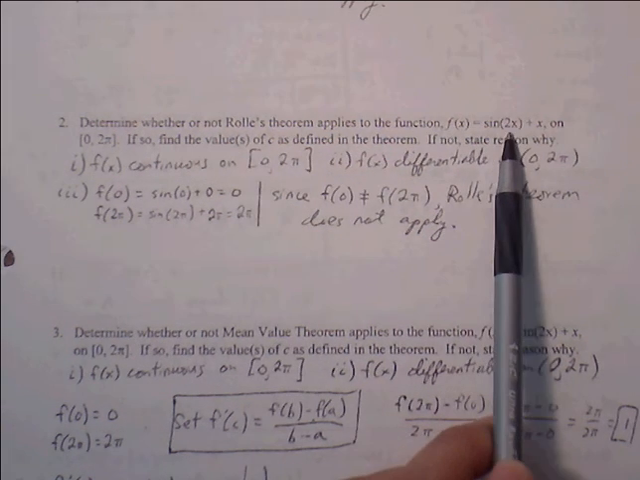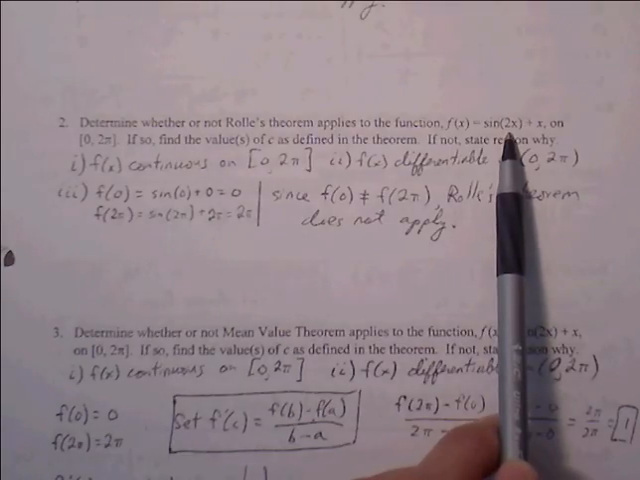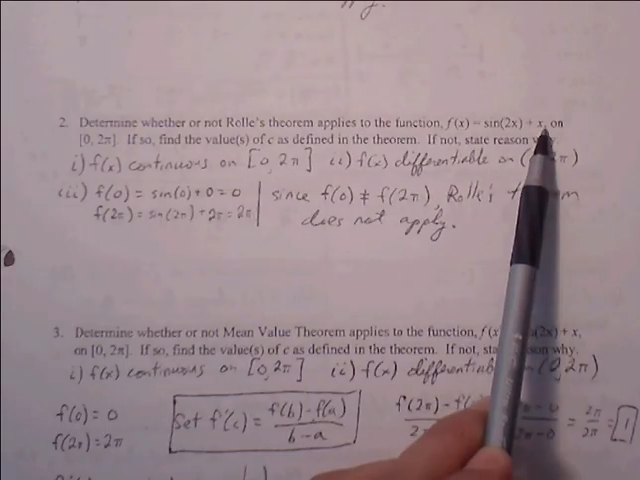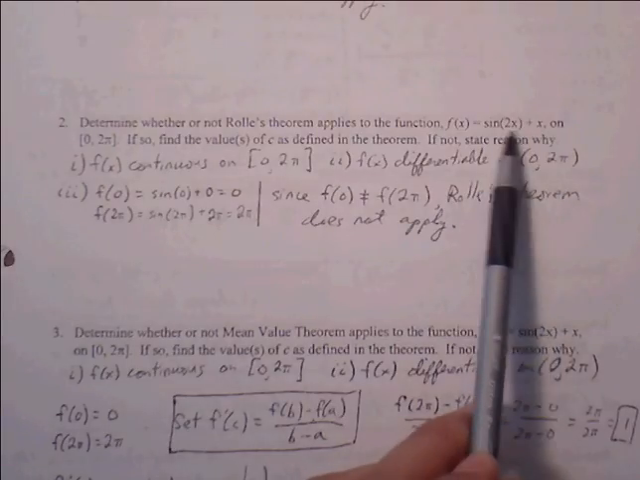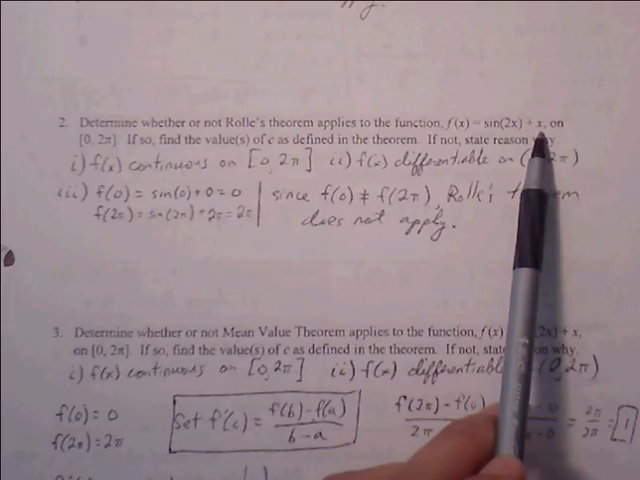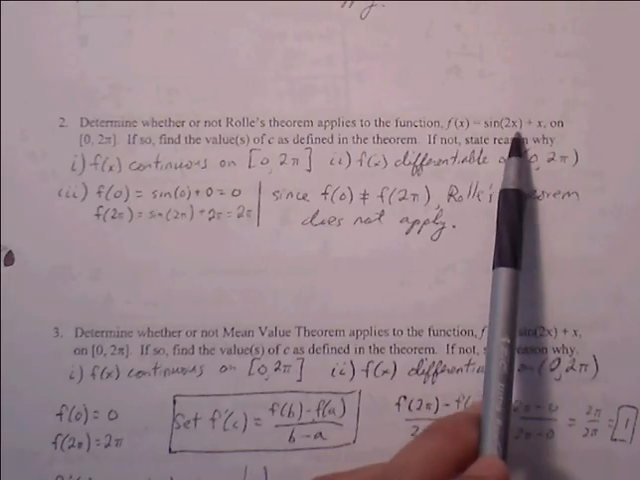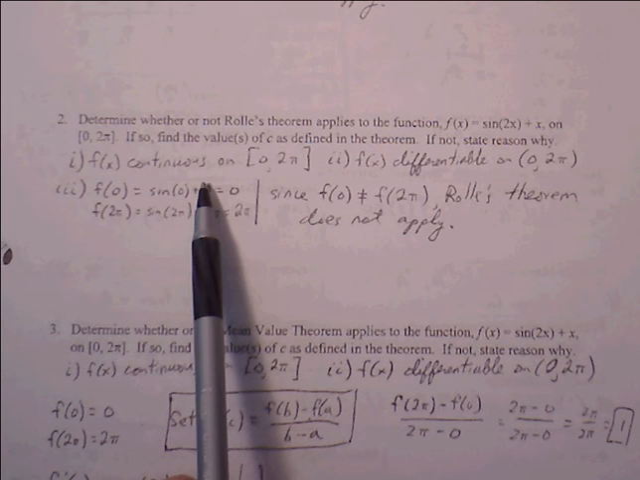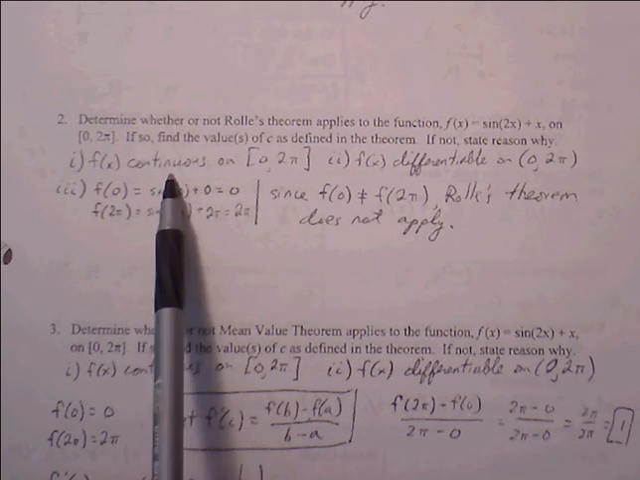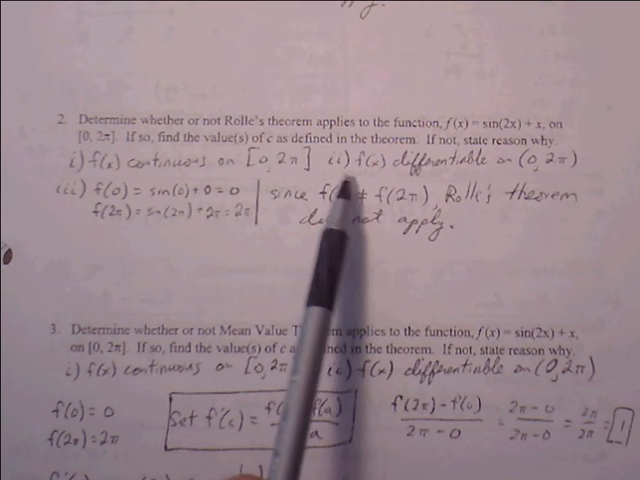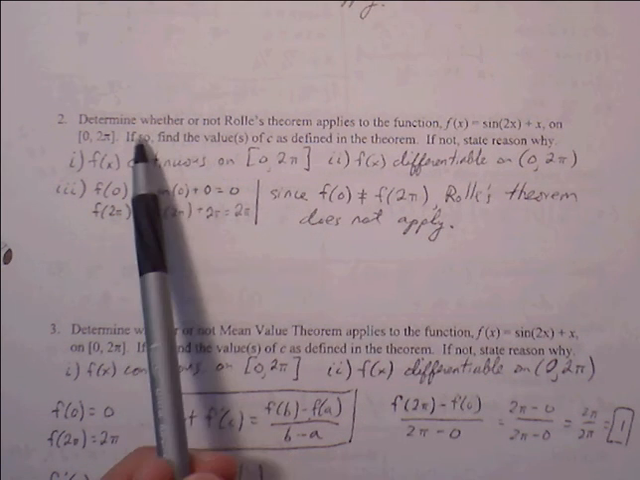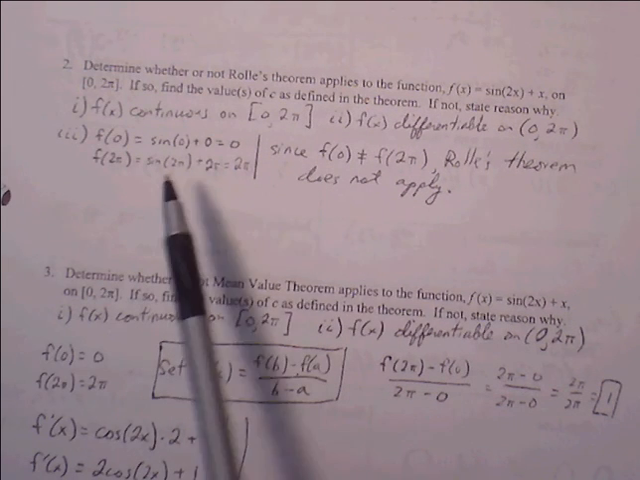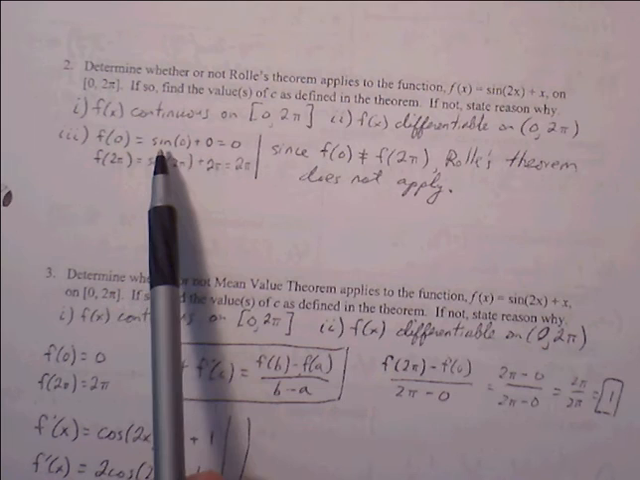But let's think about sine of 2x plus x. Sine of 2x is going to be continuous everywhere, and we know that x is also continuous everywhere, and both terms are going to be differentiable as well. The derivative is going to exist at every point on the graph, so there are no breaks and the function is differentiable. So we can state those terms: continuous on the closed interval, differentiable on the open interval. So both conditions pass. We just need to check the endpoints.